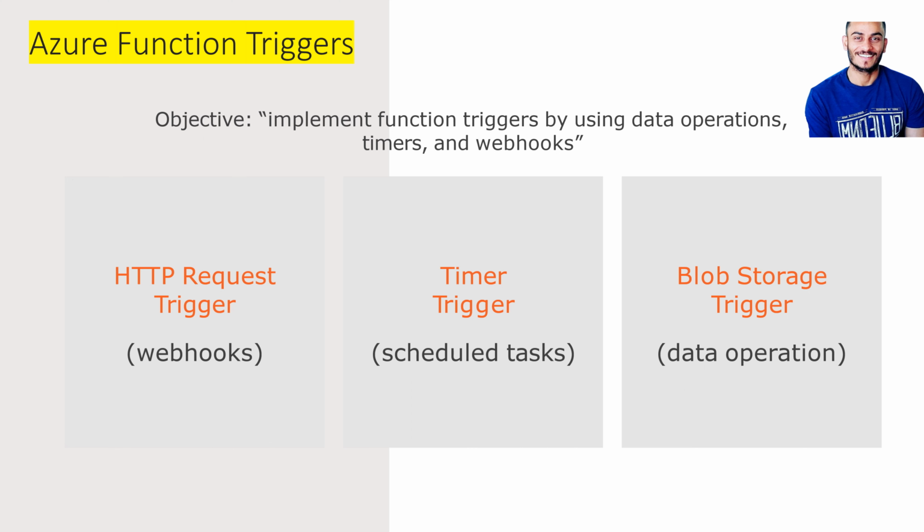So in this module, we will look at three examples of triggers. We will create an HTTP request trigger function, which is how you implement webhooks. We will create a scheduled task, which uses a time trigger, and we will use a blob storage trigger, which is an example of basic data operation. And we will implement all of these in the Azure portal using the function app that we created in the previous module. So let's continue.